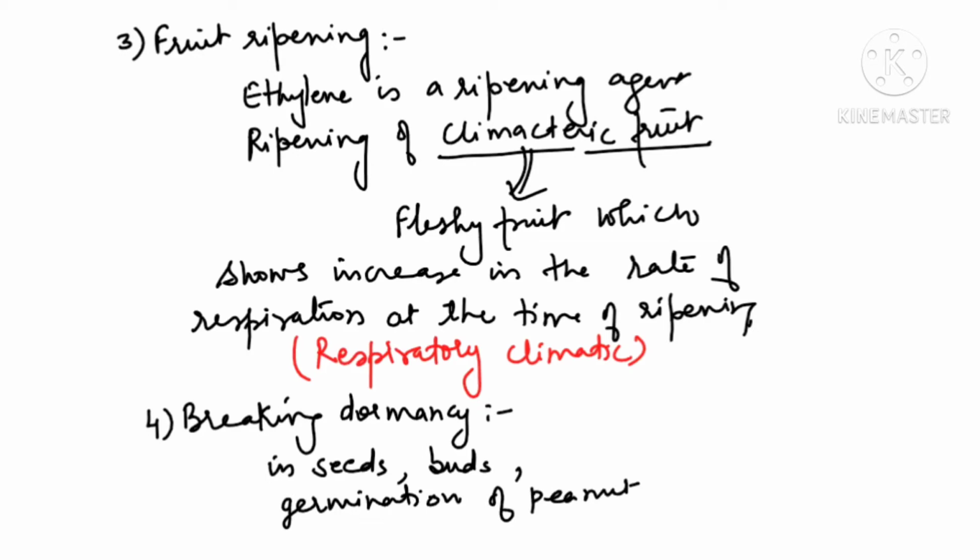And it is promoting the sprouting of potato tuber. All these are your question areas. Sprouting of potato tuber. You know very well, potato tuber, if you keep it in the cold storage, the axillary bud will not go for sprouting. But if you apply ethylene, it will help in the sprouting of the potato tuber.